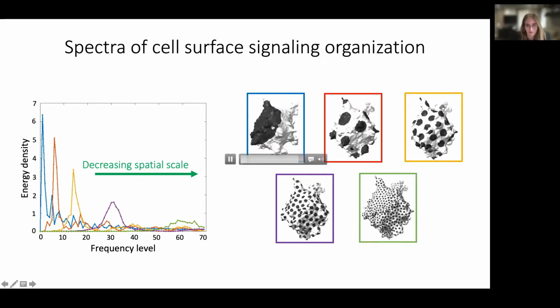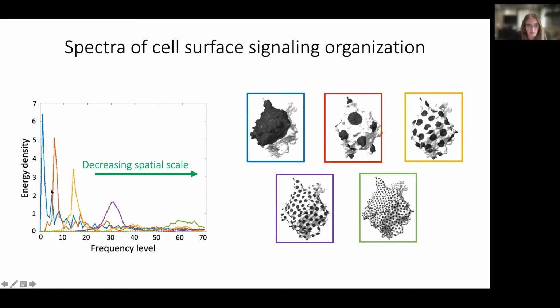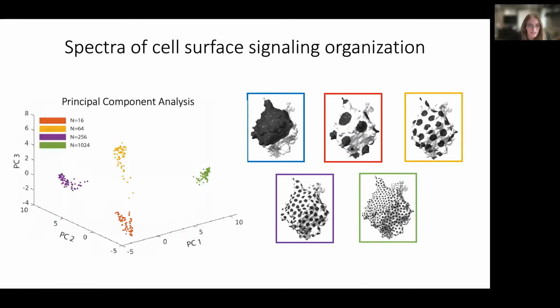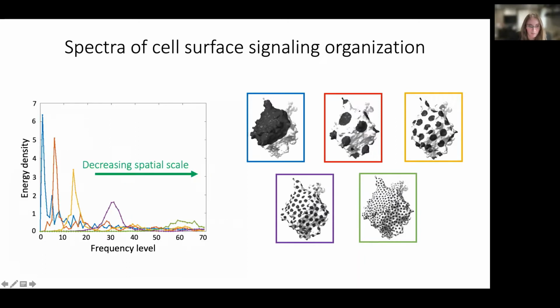So if you just put one polka dot on the cell, we see low frequency spatial information, right? If we have more and more polka dots, we see higher and higher frequency spatial information, okay? And this allows us to do things like principal component analysis. Now, since we have an ordering of the points, we can do basic machine learning on them, okay?